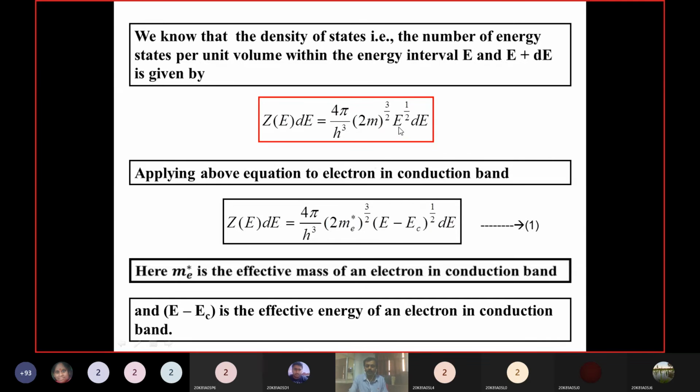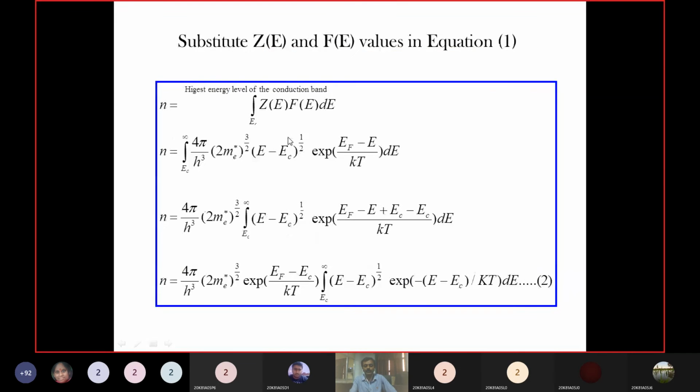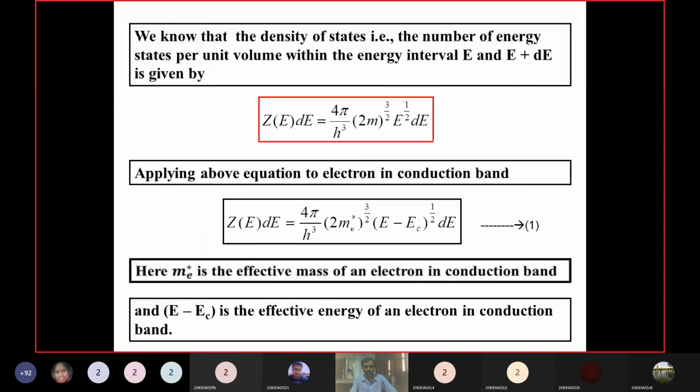So that means if you want the effective energy, you get E minus EC, that is the kinetic energy of the electron. Instead of E, we are substituting E minus EC. Previously we discussed that total energy is equal to kinetic energy plus potential energy. Here the potential energy equals EC, so now the kinetic energy equals E minus EC.